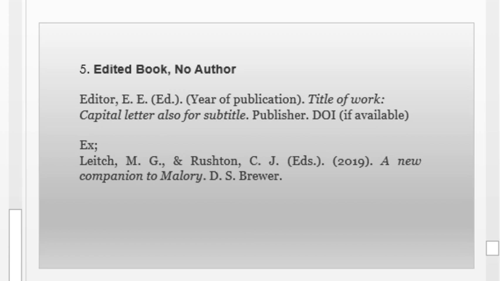And for books with no author but edited, usually the name of the editor is written. If you look at what we have here, Leach and Rushton are the editors. It means this text had been edited by these two persons, followed by the year, then the title, and also the publisher, and you can include the DOI if there is a DOI in the original text.